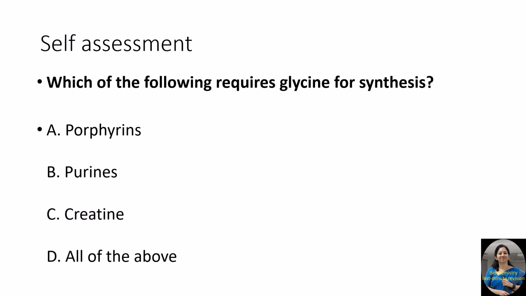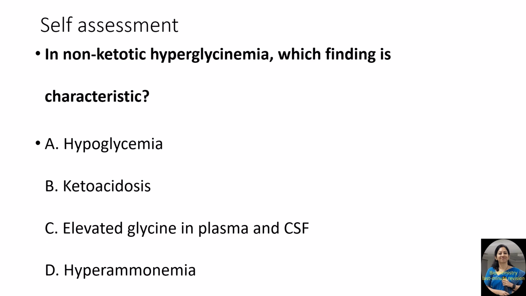Which of the following requires glycine for synthesis? 3, 2, 1. Porphyrins, yes, because heme synthesis requires glycine. Purines, creatine. All of the above is the correct answer. In non-ketotic hyperglycinemia, which finding is characteristic? 3, 2, 1. And the answer is elevated glycine in blood, CSF, and urine.